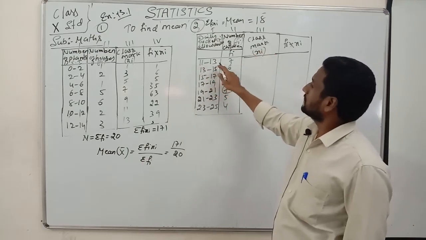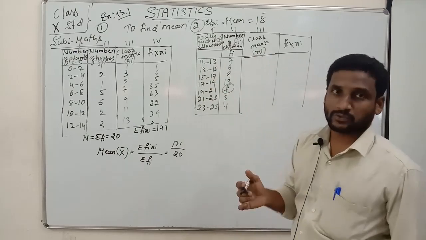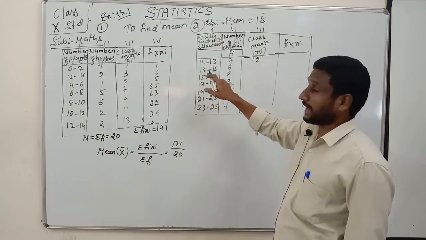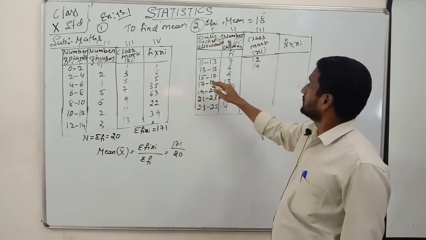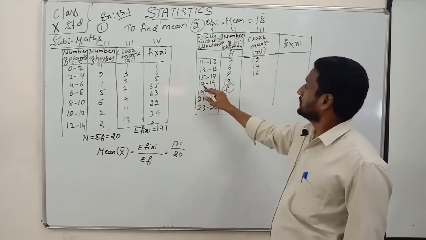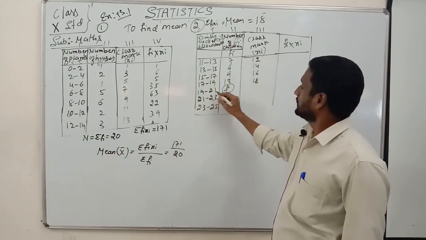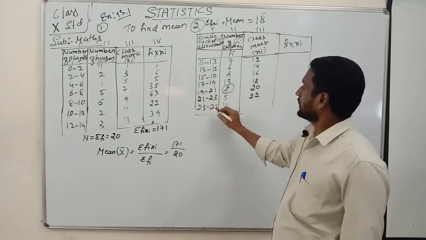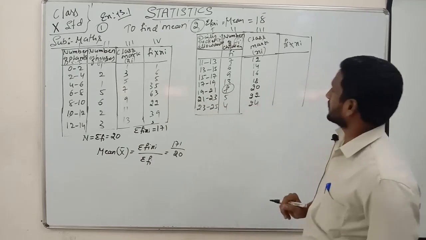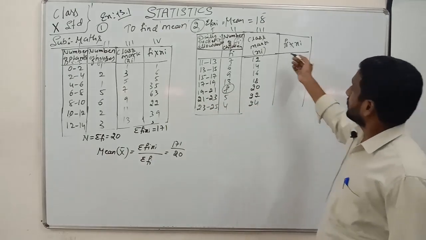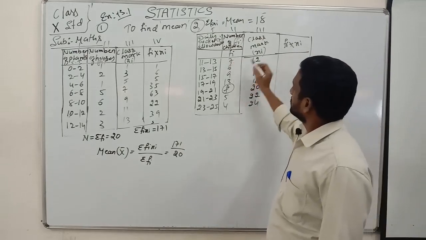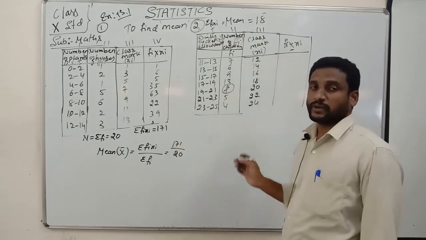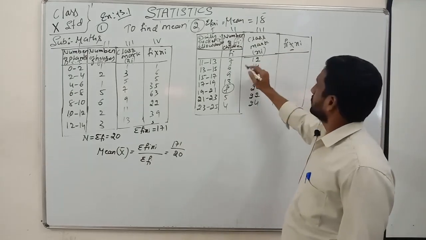So 11 and 13, 24 divided by 2, that is 12. Again 13 and 15, add and divide by 2, 14. Again these two, 16. Again 18. This is 20. Here 22. Here 24. This is the class mark. Next, fi xi. This is the fi value and this is the xi value. So multiply these two, because there is a product of the fi value and xi value. So you can multiply here.